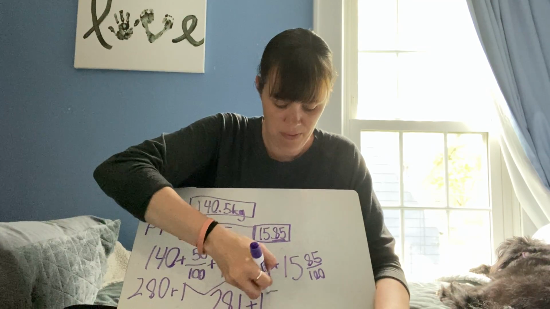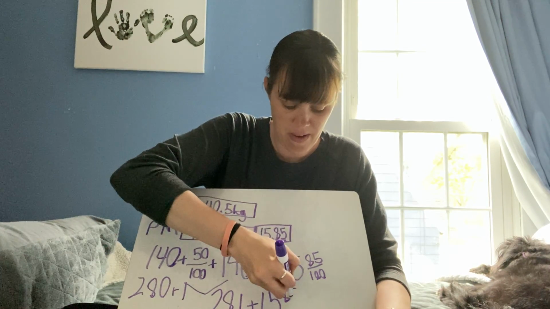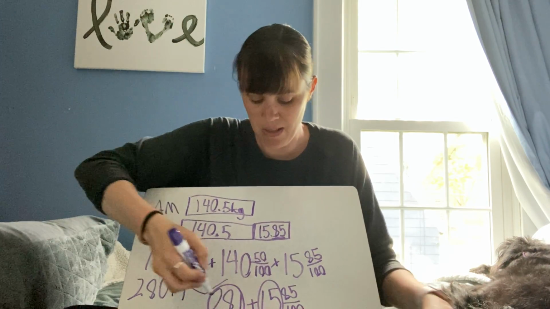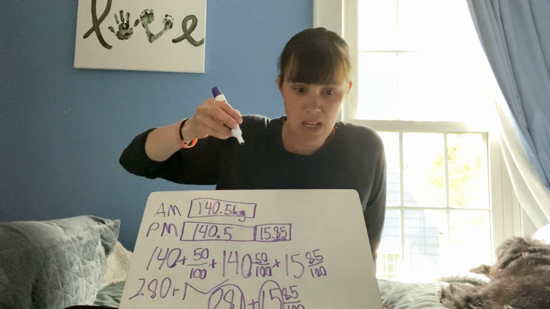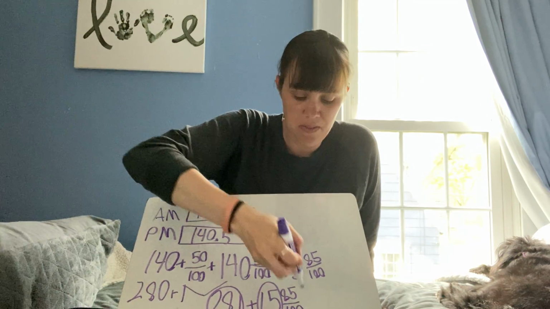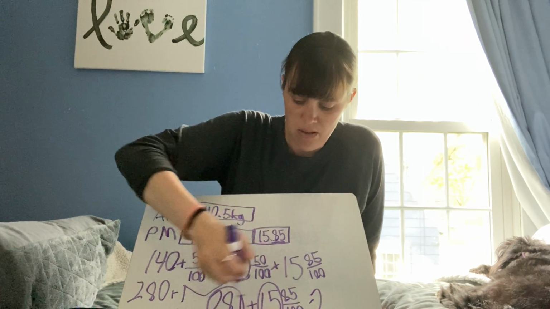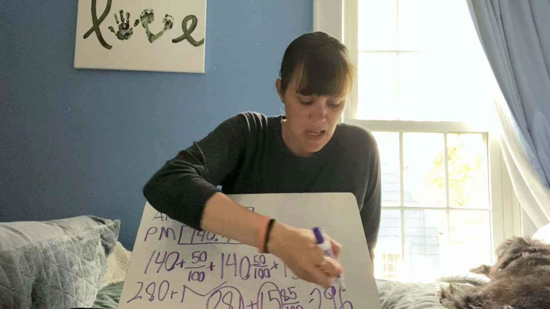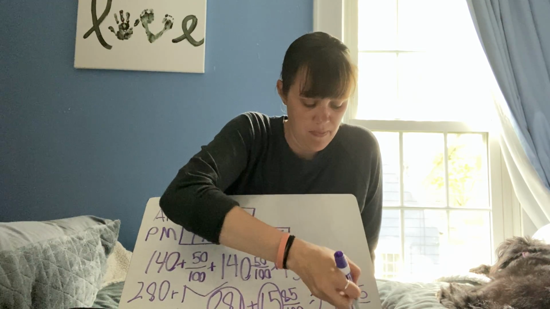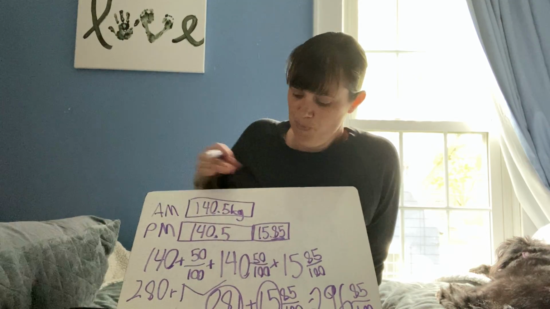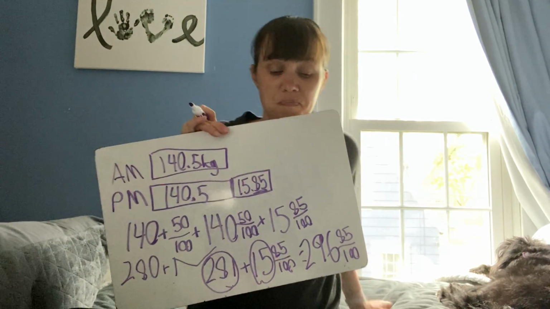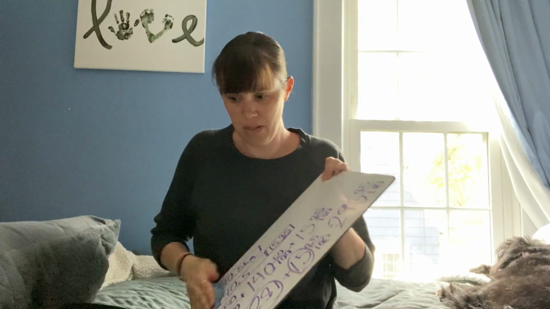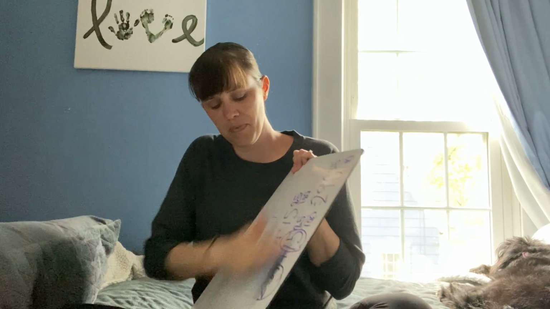So I actually have 281. Now I can add 15 and 85 hundredths. So it was actually easier than we expected. So 281 and 15 would be 296. 296 and 85 hundredths. So that wasn't too bad at all. All right, so write your answer statement and I will just show you the decimal form of that, okay?